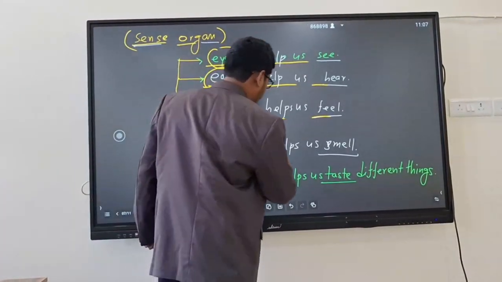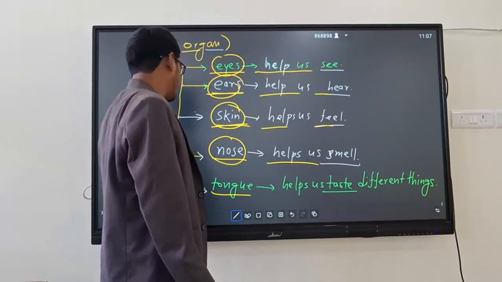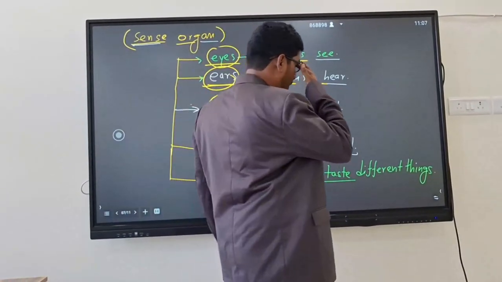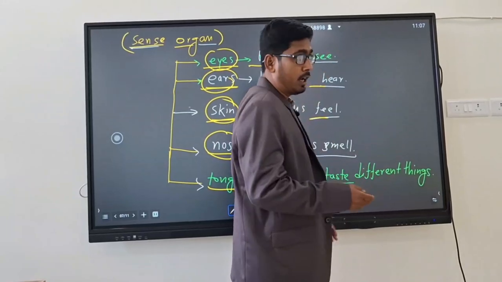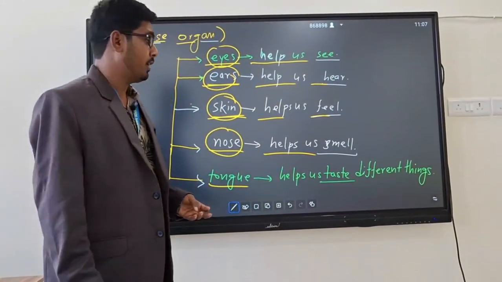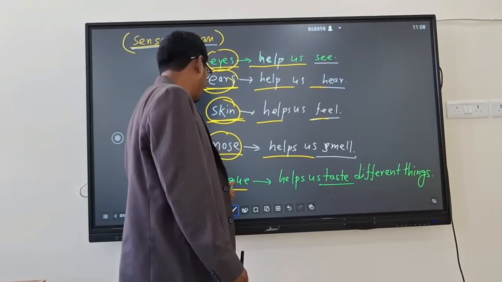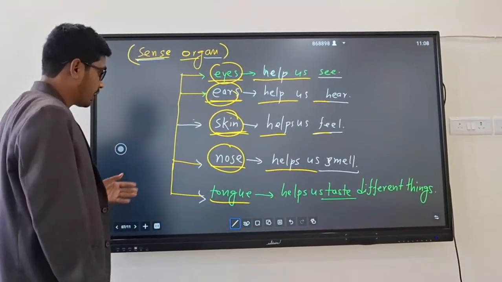Nose. What is the nose? The nose helps us to smell. If the food is dirty, then a bad smell comes out, and we use our sense organ, the nose, to smell it.